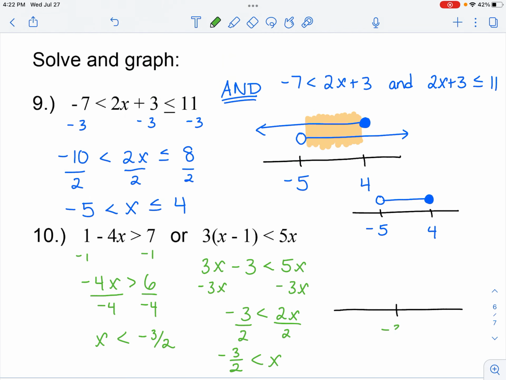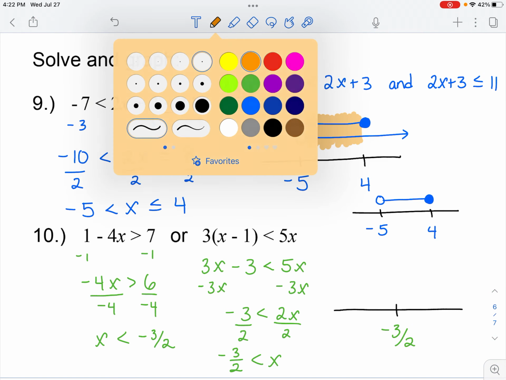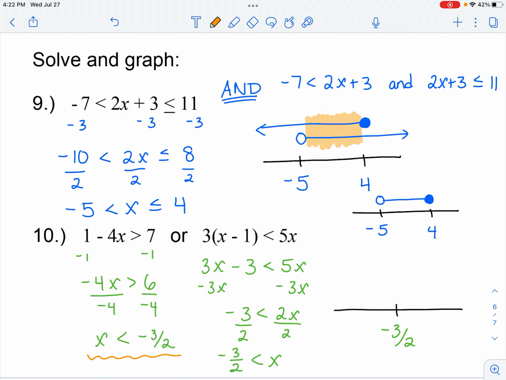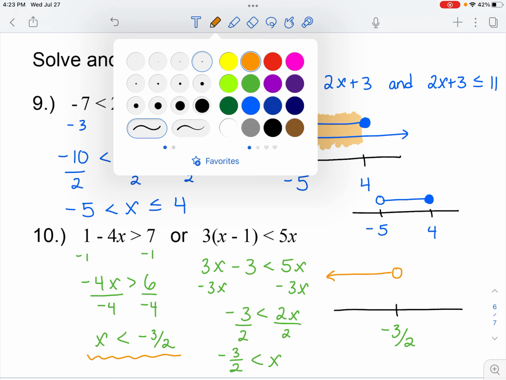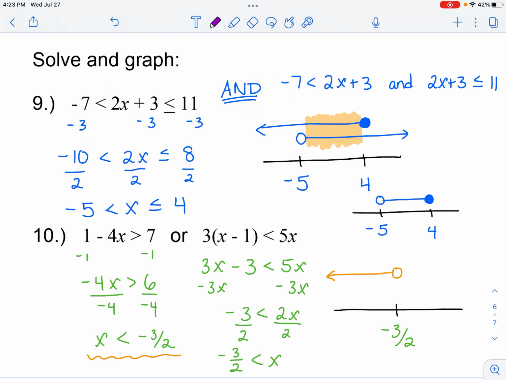Oops, that should be green. Negative 3 over 2. All right, this is going to be a little confusing, so I'm going to color code this. This inequality, x is smaller than negative 3 over 2. Smaller than, to the left. No equal to. And then another color we'll do purple as a good contrast. For this one, I've got x is greater than negative 3 over 2.